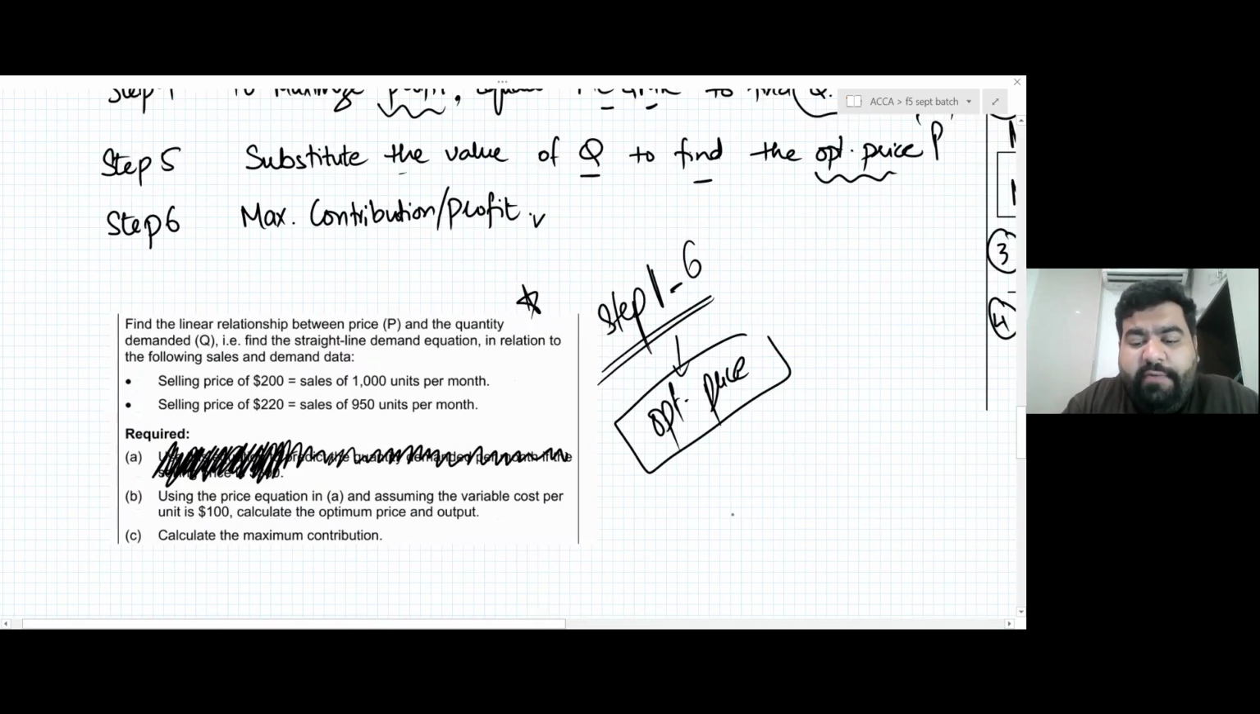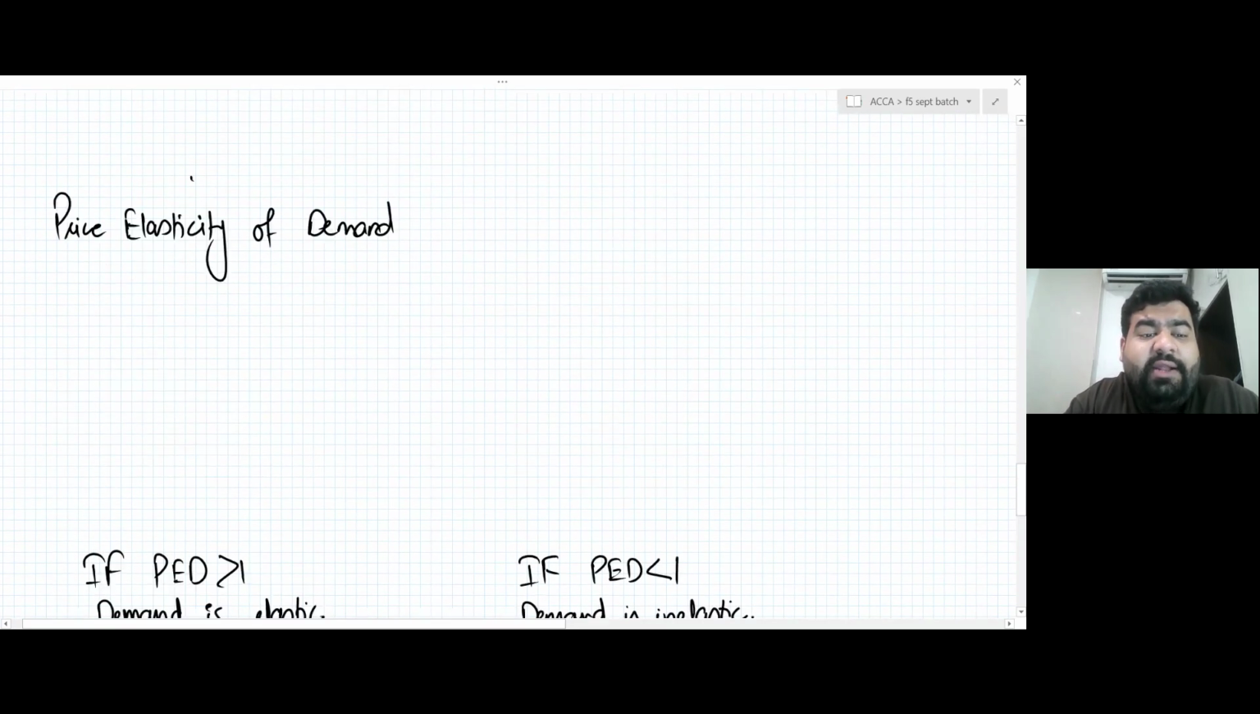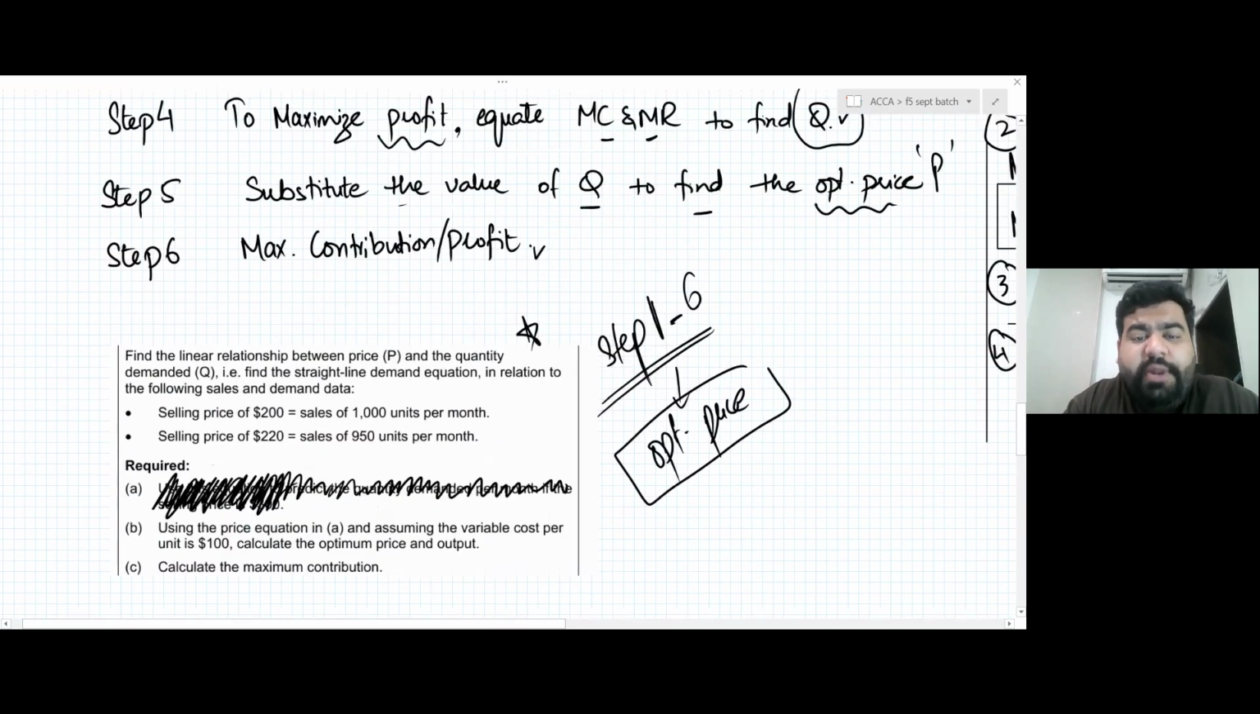Till here we are done with this approach. In the next class, we'll do price elasticity of demand, and we have another approach for that. We are doing the algebraic approach till now in the demand based approach. We have the algebraic approach as well as the tabular approach.